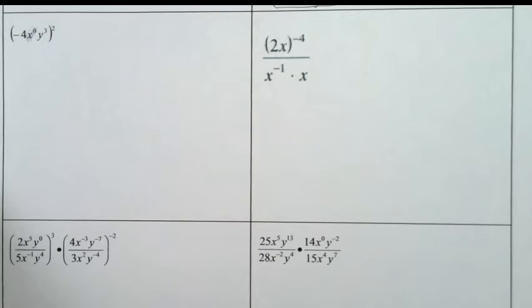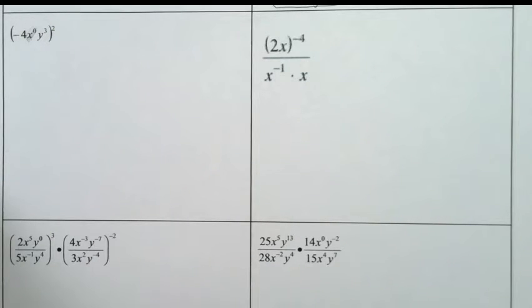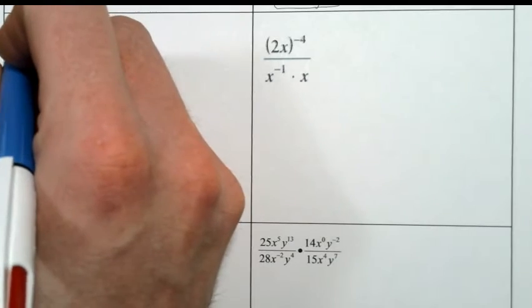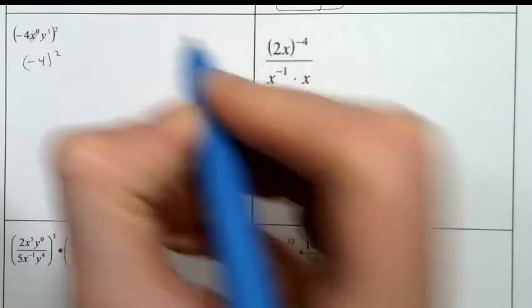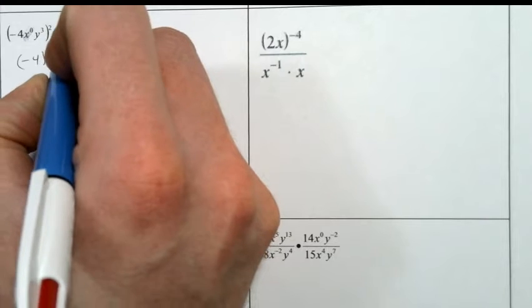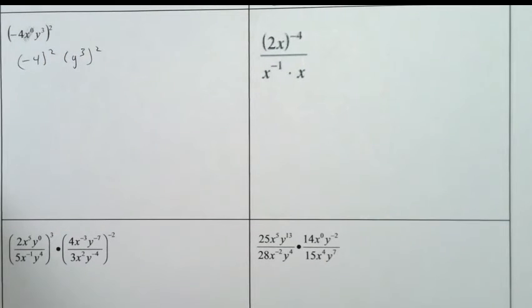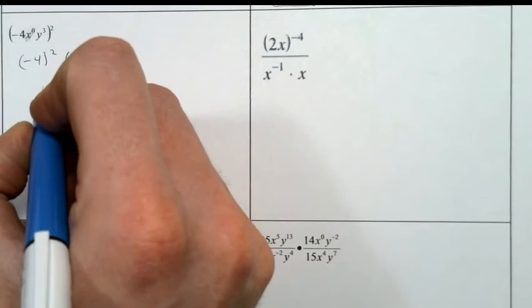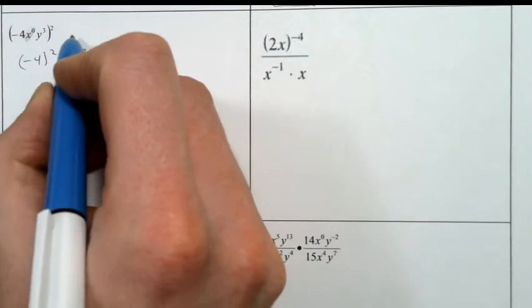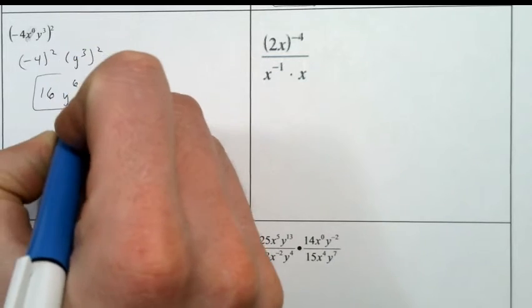Next, I'm going to take care of any exponents on the outside. So what's going to happen is I have a -4 that's being squared, and then I have a y cubed that's being squared. So this is saying -4 times -4 is 16. And this is the classic power to a power, so I'm going to multiply the exponents.